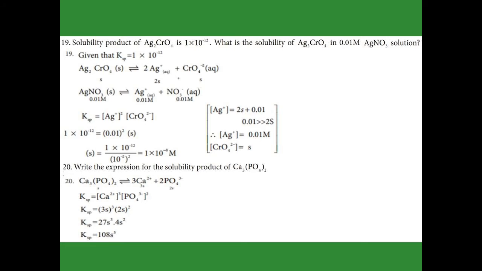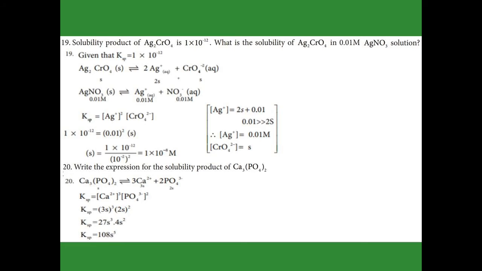This is a book back question, the 19th question. The solubility product of silver chromate is given as 1 into 10 power minus 12. We have to find the solubility of silver chromate in 0.01 molarity silver nitrate solution. First of all, the silver chromate formula is Ag2CrO4. In water, it splits as Ag plus, the valency of silver is plus 1, and CrO4 2 minus, the valency of chromate is minus 2.